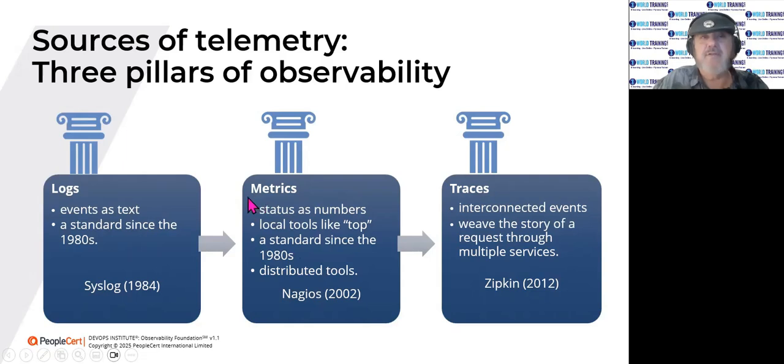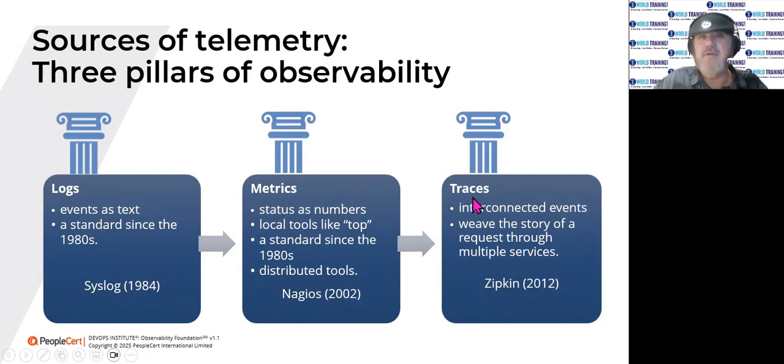Metrics, so really these are numbers, things that are aggregated or calculated about events, usually aggregated across multiple events. There's a tool such as Top that's been a Linux tool for a long time to look up metrics for things like CPU performance. This has been a standard since the 1980s. And there are other tools that have been around quite a long time to help with different kinds of metrics. Nagios is a popular one. It was introduced in 2002, and it's used for things like performance and network monitoring metrics.